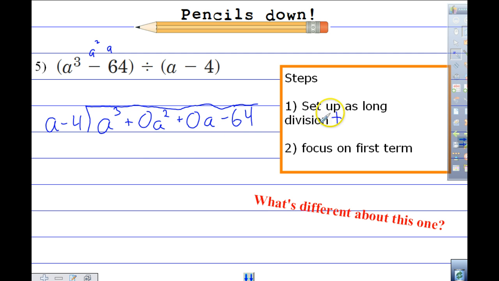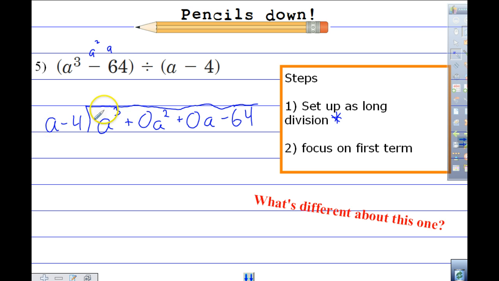So this actually has something to it. When I say set up long division, not necessarily just write it down exactly, but maybe have to put in some fillers if there's any degrees missing. Alright, good. Now go ahead and start.